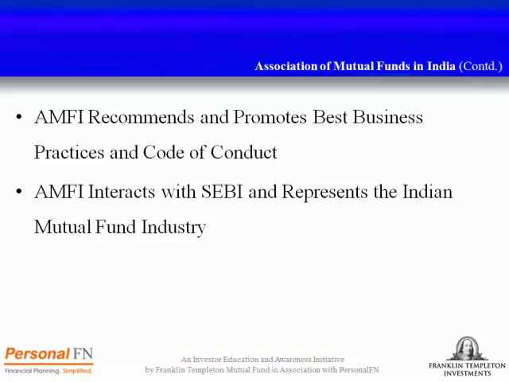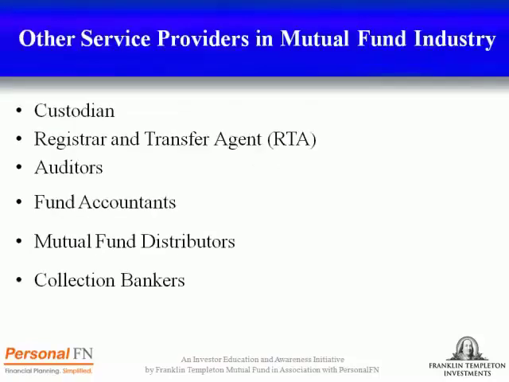AMFI interacts with Sebi and represents the Indian mutual fund industry to Sebi, government, RBI and all other bodies on all matters pertaining to the Indian mutual fund industry. Also, there are some other service providers in the Indian mutual fund industry.